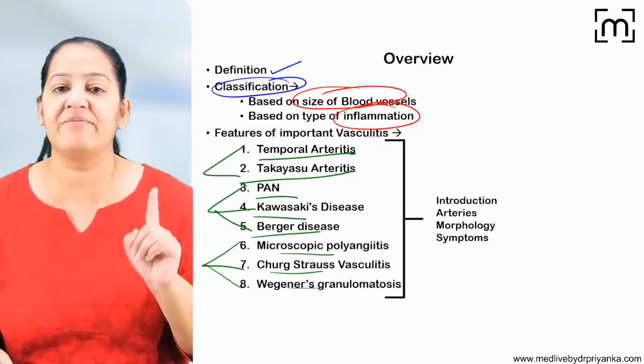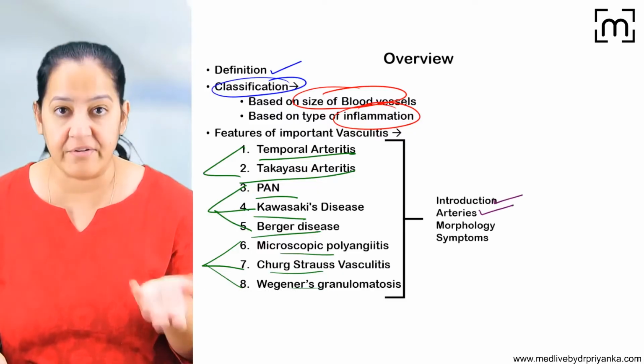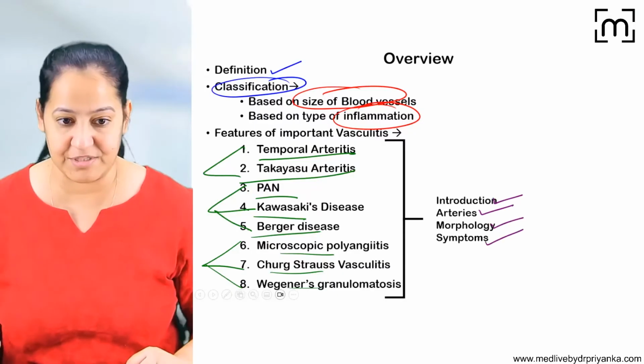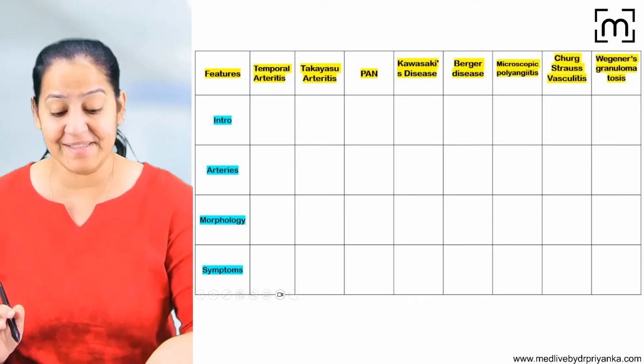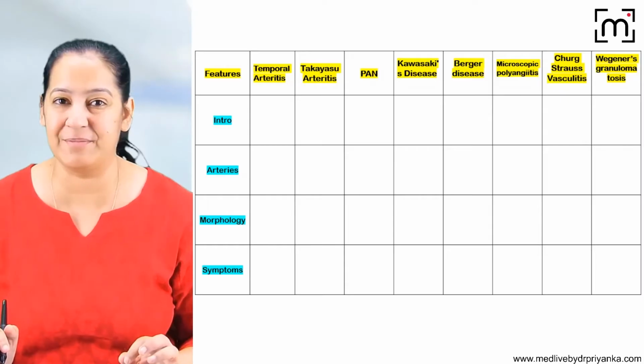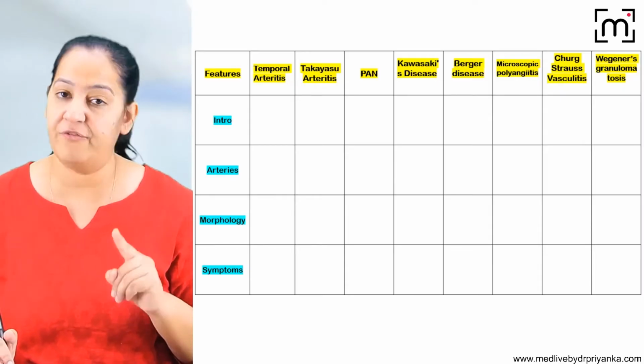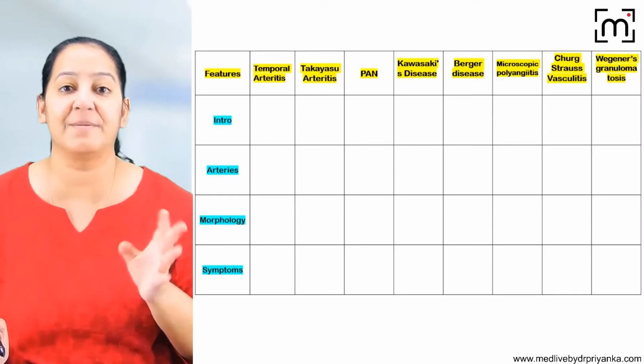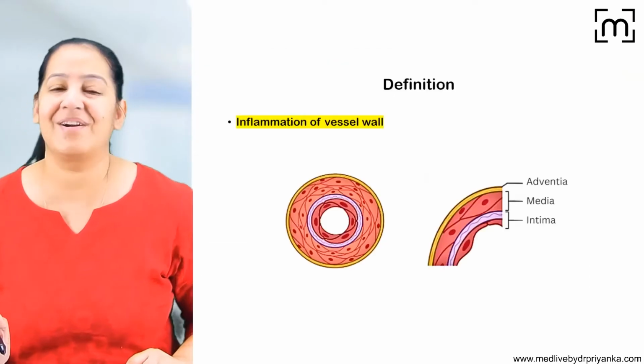So for each of them, first I will let you know the introduction, then the arteries involved, then the morphology and then the symptoms. So let's start the topic vasculitis, and I assume that all the dear students will make this comparative table with me. This table is already provided in the book. If you have the hard copy of the book, you start filling this table while watching this session. So let's start the vasculitis.